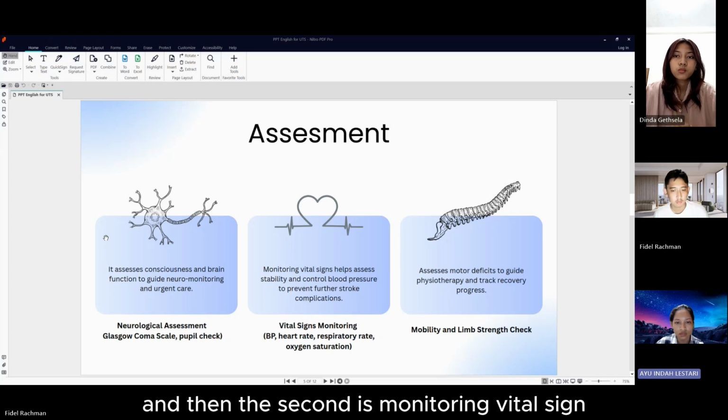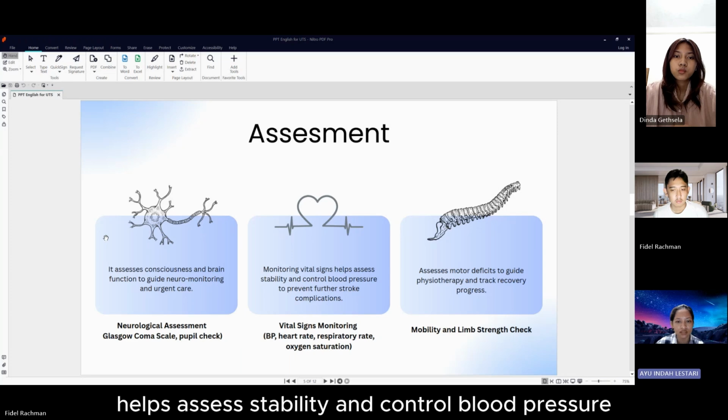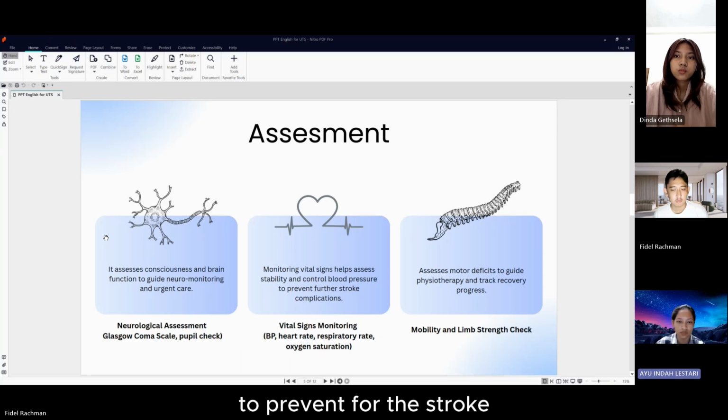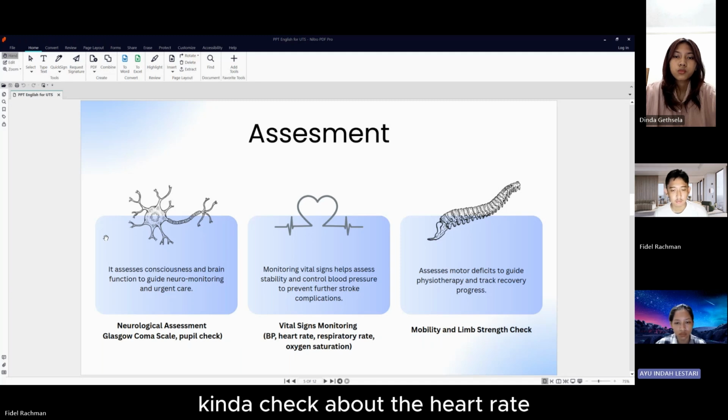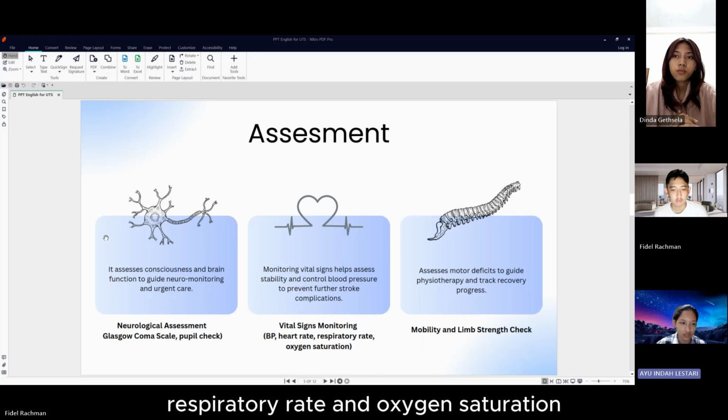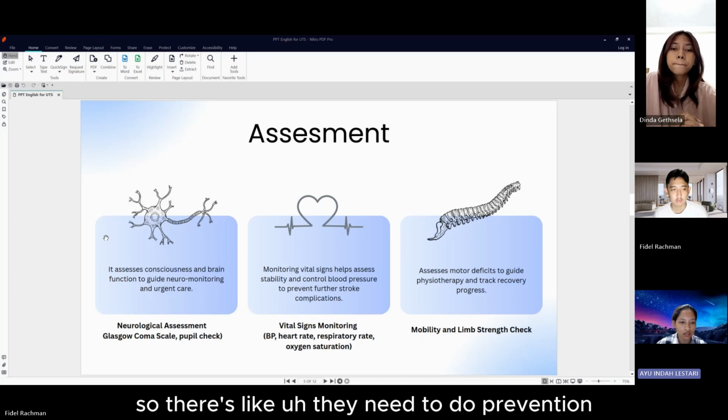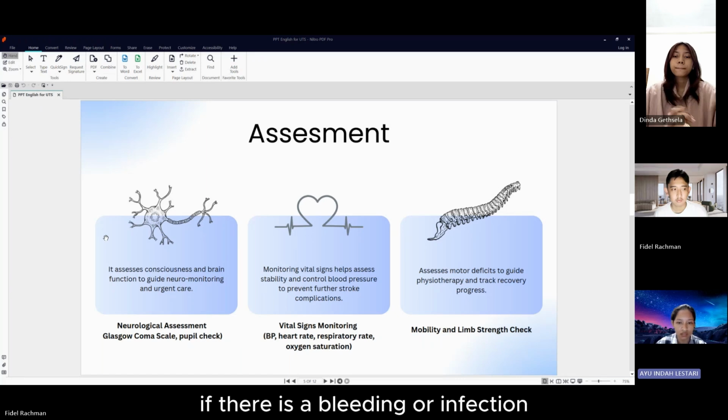And then the second is monitoring vital signs, which helps assess stability and control blood pressure to prevent further stroke and complications. Vital sign monitoring checks the heart rate, respiratory rate, and oxygen saturation. They need to do prevention if there is bleeding or infection in the head.